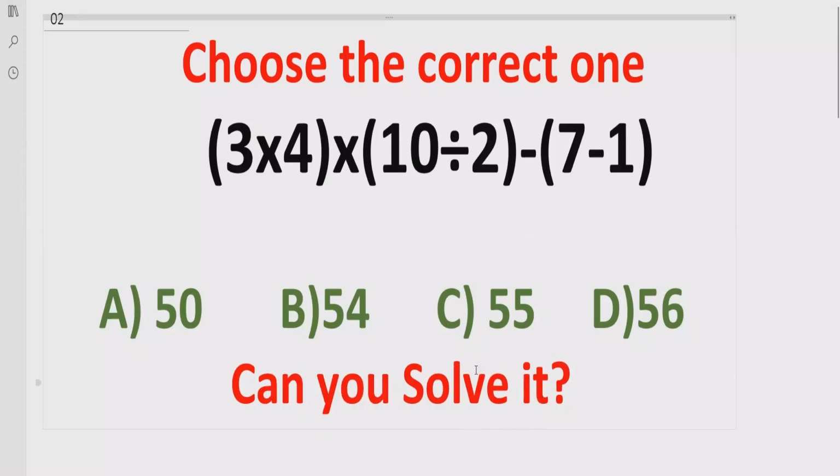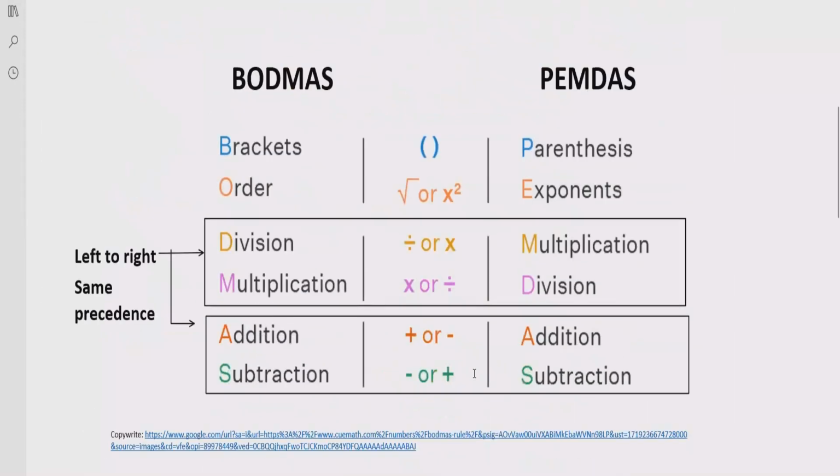Now, let's talk about what are the BODMAS and PEMDAS rules. Basically, these are the rules to apply and to solve any arithmetic expression. So it means that if your expression contains any bracket or parenthesis, you have to solve that part first in your expression. After that, you have to see the exponent or order of any number. If you have any exponent, you have to solve that part after the bracket.